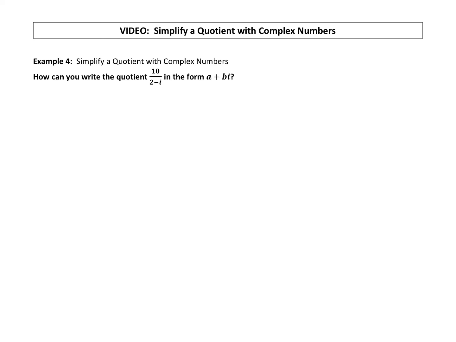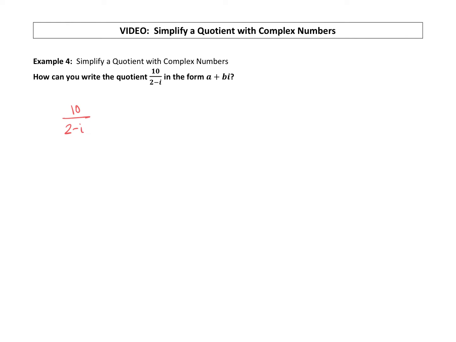Okay, so we're going to simplify a quotient with complex numbers. So a quotient will be a fraction. This does kind of bring up the idea of division, so you could think that we're moving on to that operation with our complex numbers now. But if you have just a single fraction, here's a quotient, 10 over 2 minus i. In math, we cannot have any imaginary parts in the denominator of a fraction. That's just one of those things we can't do.